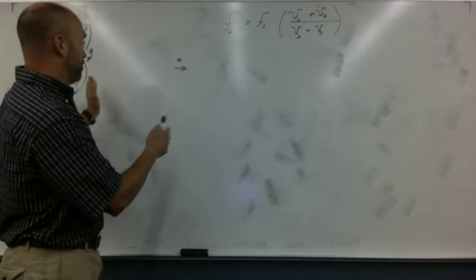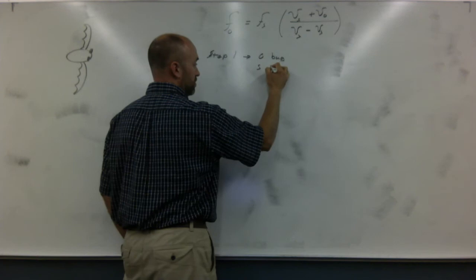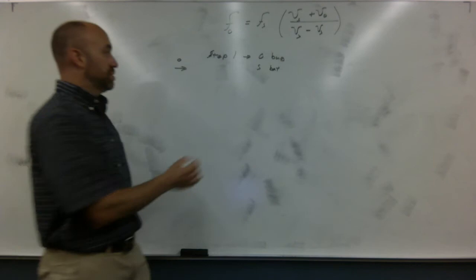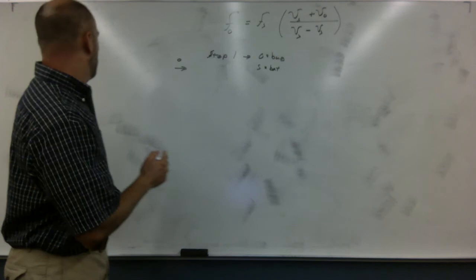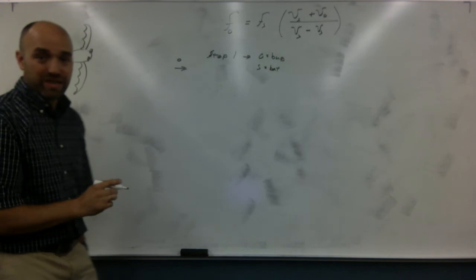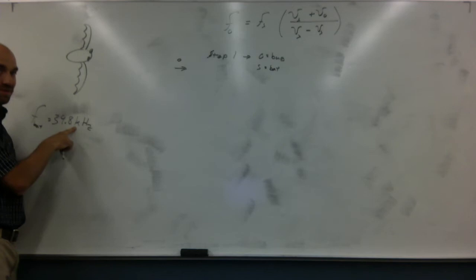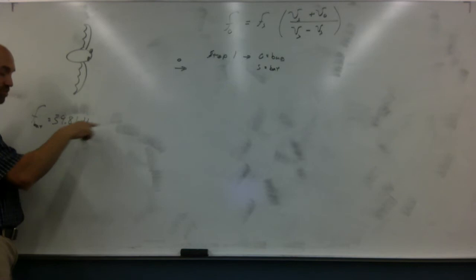And for now, for step one, the observer is the bug, and the source is the bat. So what are your numbers? What is the frequency of the source, the bat? 39.8. And that's something weird, like kilohertz, right? Yeah. Kilohertz. And what does the kilo mean? 1,000? It means times 10 to the third. So it means move the decimal three places over. Oh yeah, you said 1,000. That's right.